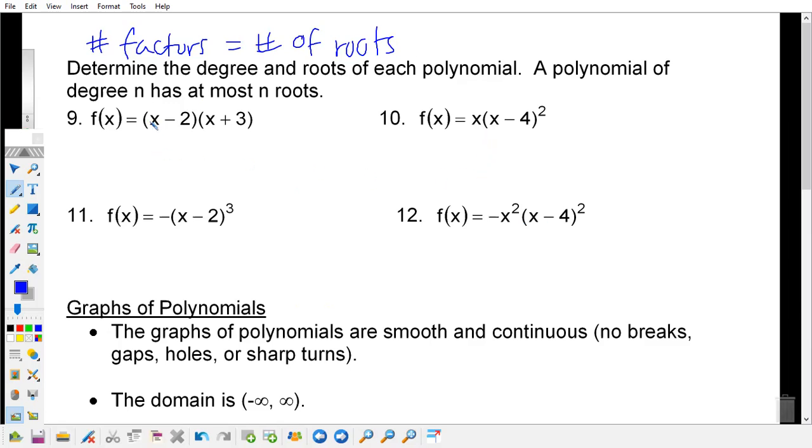So looking at number 9, how many factors do I have? 2. So there are 2 factors. So therefore, my degree is second degree. Does that make sense? I have 2 factors.